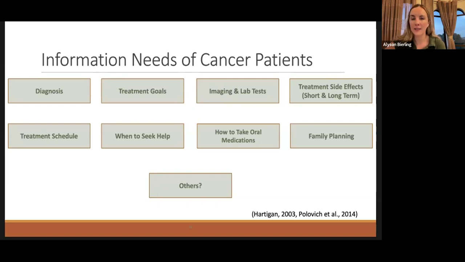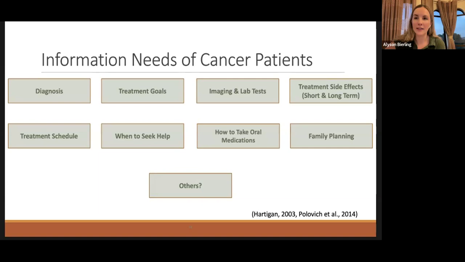We've talked a lot over the course of this series about treatment side effects, both short-term side effects and long-term side effects. So patients should be counseled on what the potential side effects are of the specific treatment that they're receiving, and then how to manage those side effects and what to do if they do occur.